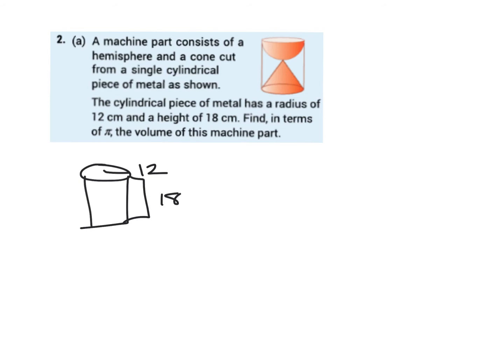Now, if I look here at my sphere, the radius here is also going to be the same as that there. So that's worth keeping in mind. Find in terms of pi the volume of this machine part. So what we're trying to find here is the volume of the sphere and the volume of the cone, and that's all we want. The only information that we have is information about the cylinder. So what we need to think about now is what information we can use.